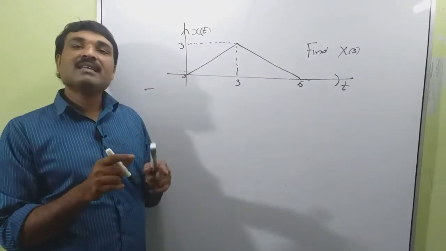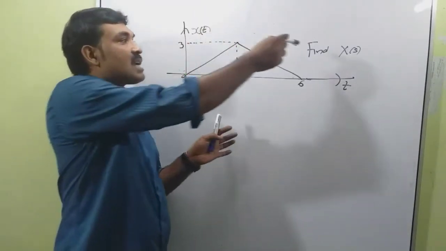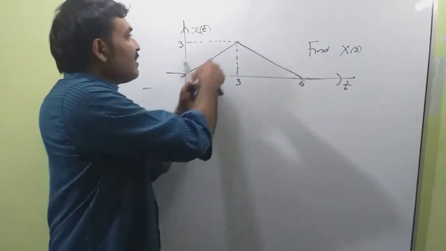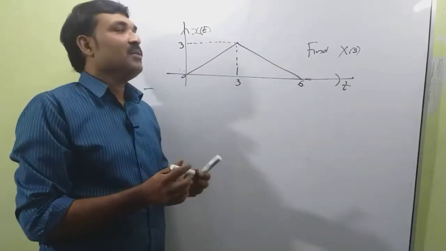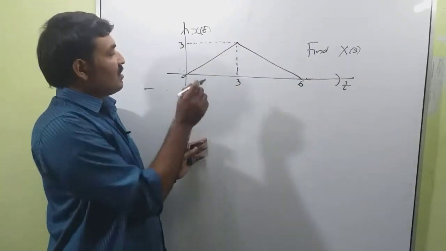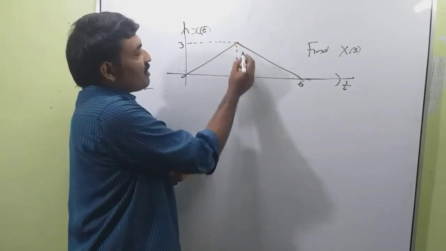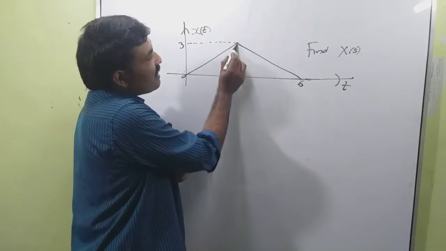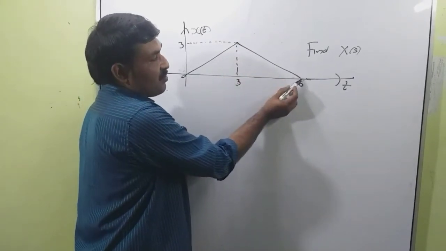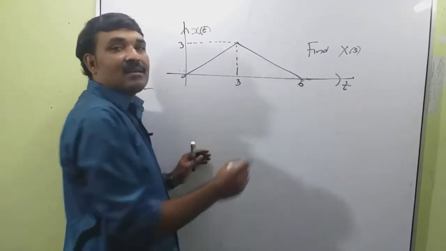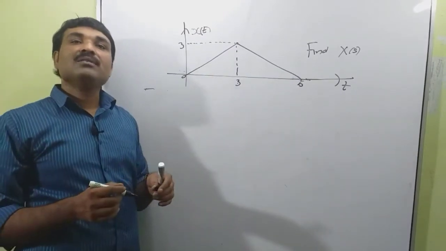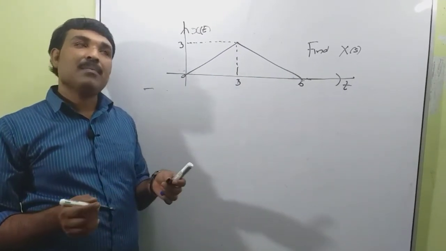So we have a signal, and we want to find the Laplace transform of this signal. This is a triangular signal. Now look at this figure. The value of the signal increases linearly from 0 to 3 at time t equal to 3, then linearly decreases to 0, reaching 0 at time t equal to 6. So I am going to do this by making use of the properties of the Laplace transform.